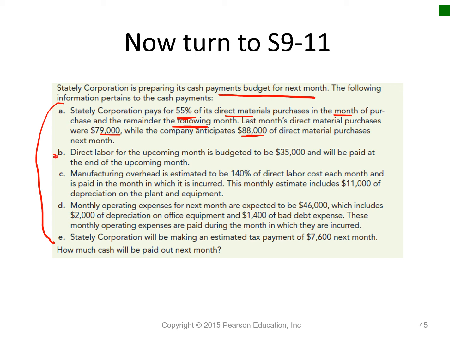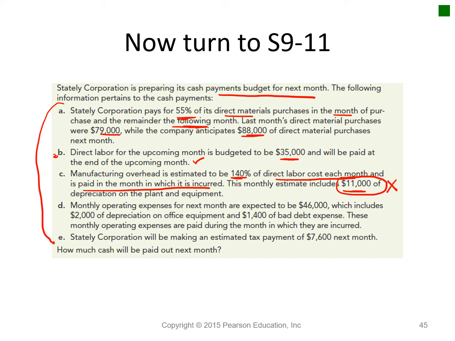They tell you the direct labor is budgeted to be 35,000, paid at the end of the upcoming month. They tell you overhead is estimated to be 140% of direct labor cost each month and is paid in the month in which it is incurred. They tell you that the monthly estimate includes 11,000 of depreciation. The reason they tell you that is because remember, depreciation is non-cash, so you're going to have to take out that part. You don't need depreciation because that's non-cash.